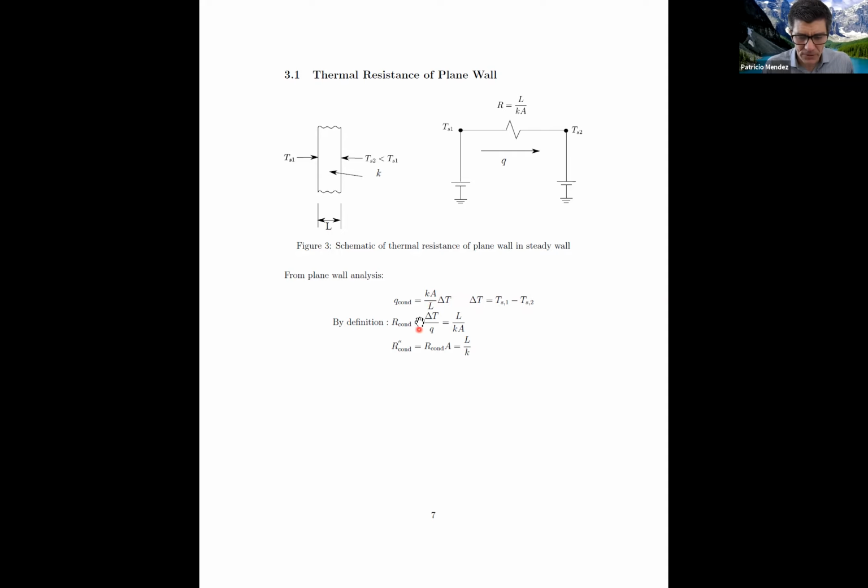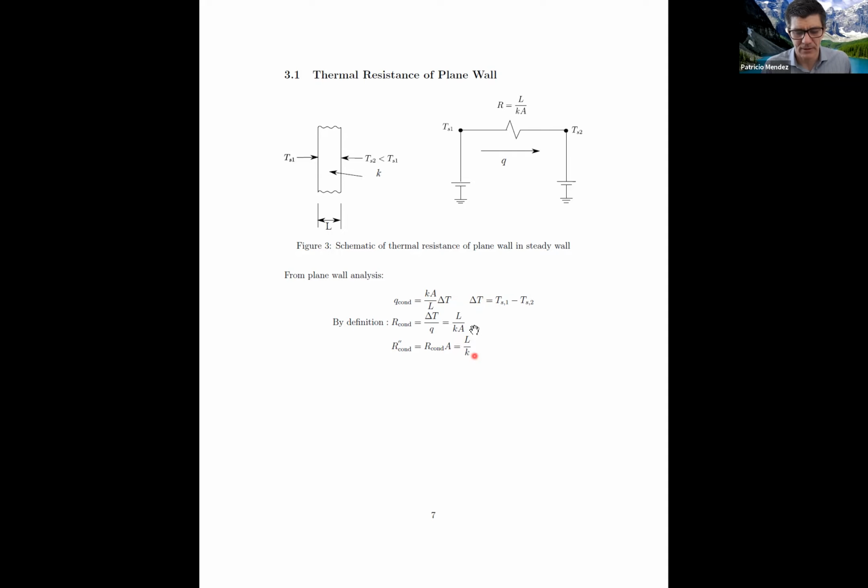So the definition of resistance of conduction is delta T over Q. I apply this definition, and I have delta T. I pass this Q dividing, and this L and kA I pass to the left. What do I get? The resistance, from applying the definition and our knowledge of how to calculate the heat transfer by conduction, is L over kA. And if we do R double prime, that is resistance times area, it is L over k.